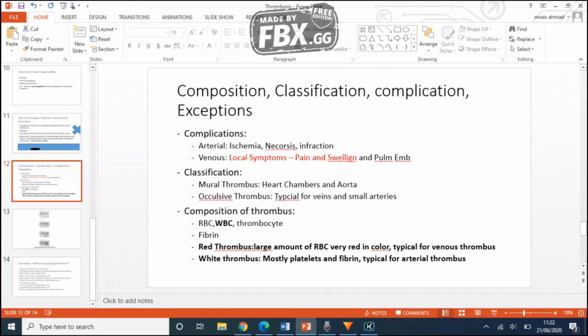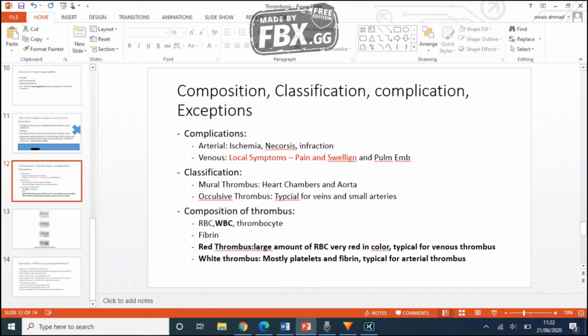So mural thrombus is going to be, for example, in the cardiovascular system, stasis, and there's going to be dilatation of the ventricular wall. Then there can be occlusive thrombus, which is typical for veins and small arteries. Then the composition of the thrombus can be red blood cells, platelets, white blood cells, potentially fibrin, very important. So red blood cells, white blood cells, thrombocytes, fibrin.